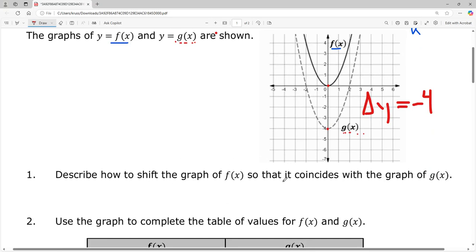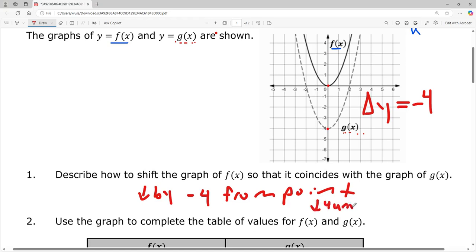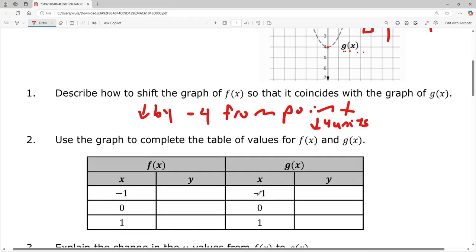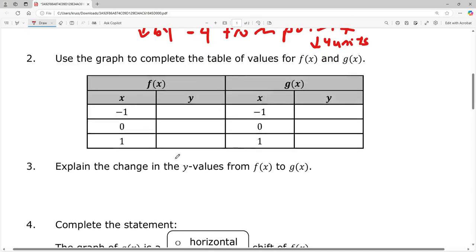So describe how that shifted coincides with the g sub x. Every point on here shifted down by subtracting 4 from each point, in the y direction. Okay, so it moved down 4 units. Right here we have f sub x, and you notice that the change is 0, no change in x.